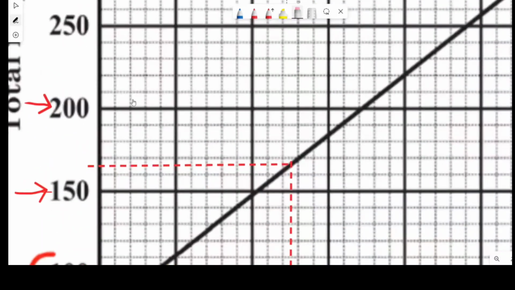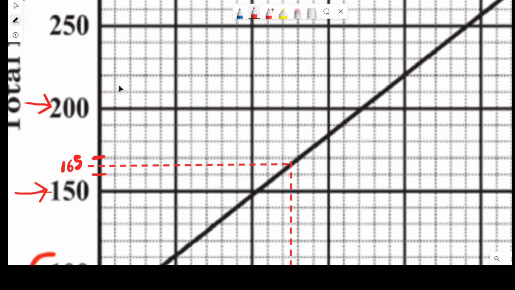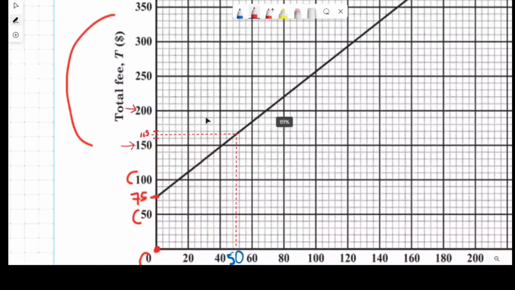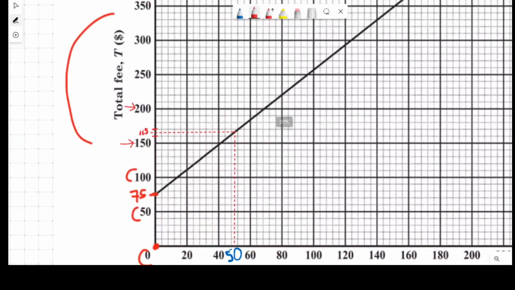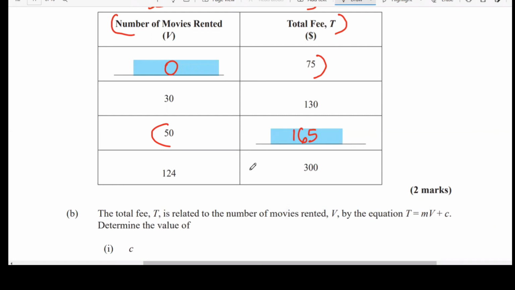There it is. So we're halfway between 160 and 170. So it's 165. 160, 170, 165 is halfway between that. And there we are, just like that, right? So we're able to quickly fill these out. 165. So you'll pay $165. All right, clear? All right. Yes, sir.